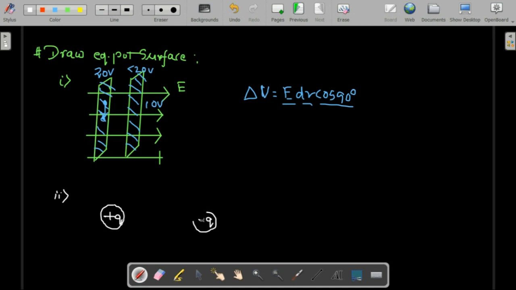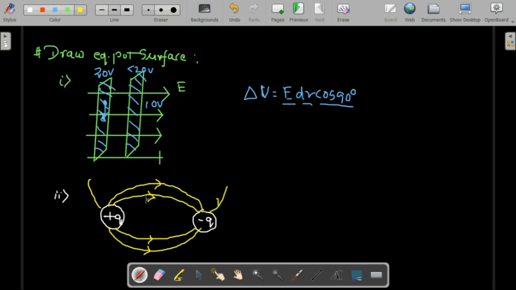If I want to draw the field lines here, the field lines will always go from positive to negative. Again, positive to negative, positive to negative, positive to negative. That's how the field lines will move. It's coming in, it's going out. It will always go out of the positive charge. This will go out, this will go in, right, and so on. So I can draw more lines like this.